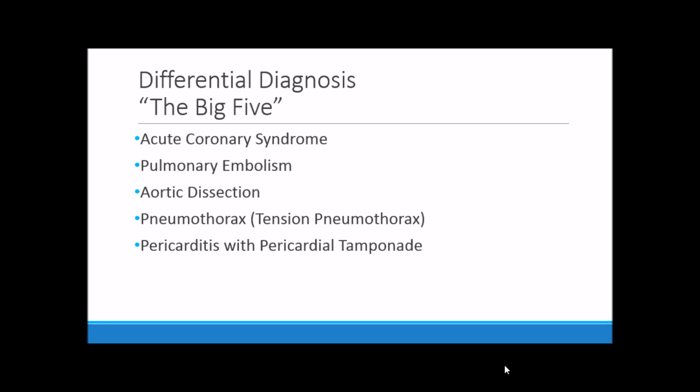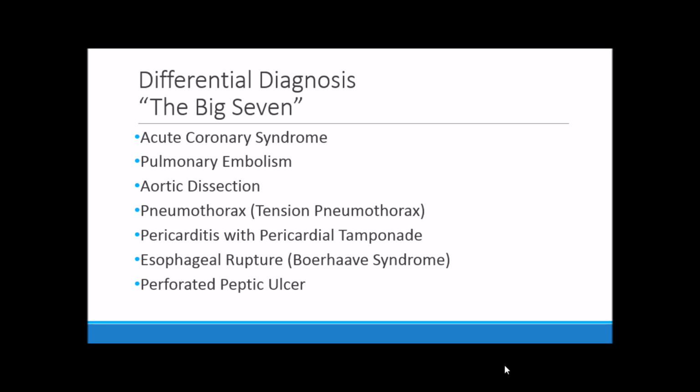Now, Seth, you mentioned esophageal rupture, which brings me to the big seven, okay? I know that the big five is something that we classically hear about and we're taught to think about. I actually think it's better to think about the big seven, to which you add Boerhaave syndrome, esophageal rupture, and perforated peptic ulcer. Whenever I think about the life-threatening causes of chest pain, that's what I think about. I don't think about five. I think about seven. So I suggest that you memorize this. And these things should be on your differential diagnosis for every patient with chest pain.